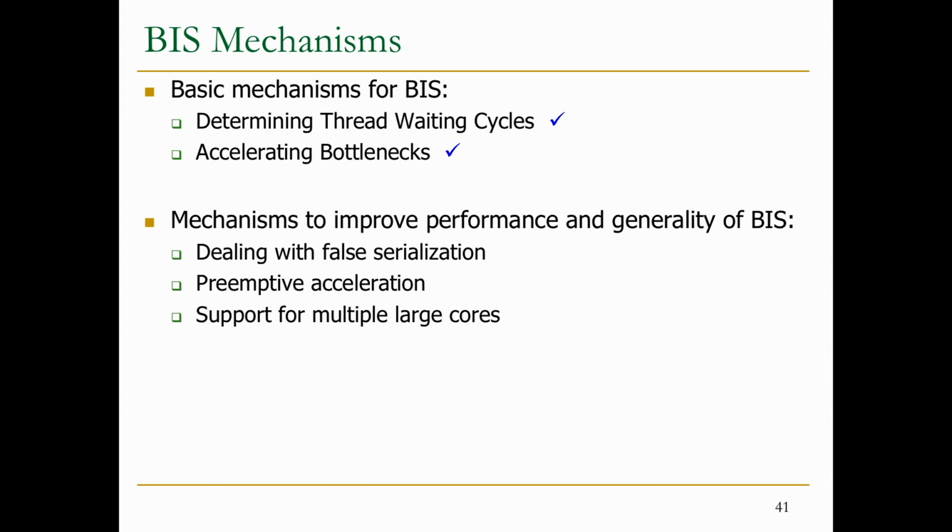But this is mainly for when you're running towards a barrier, your thread waiting cycles may not have accumulated so much. So you actually preemptively accelerate a barrier. But I'm not going to talk about it. You can read the paper. And there's support for multiple large cores over here.